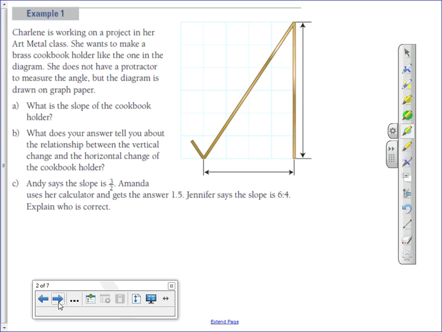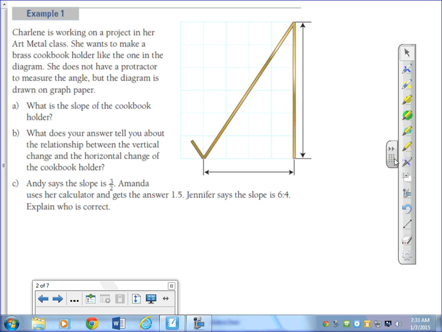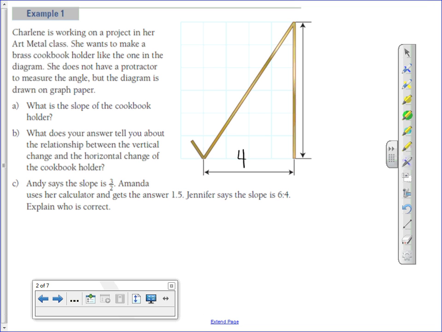In this first example, this person, Charlene, is making a brass cookbook holder. You can see by the color of this that it's made of metal, and it has a certain slant to it. To describe that slant, we're going to look at the number of squares that the cookbook holder goes over and then how much it goes up. Just counting squares, you can see that we have 4 squares going over and then 6 squares going up.